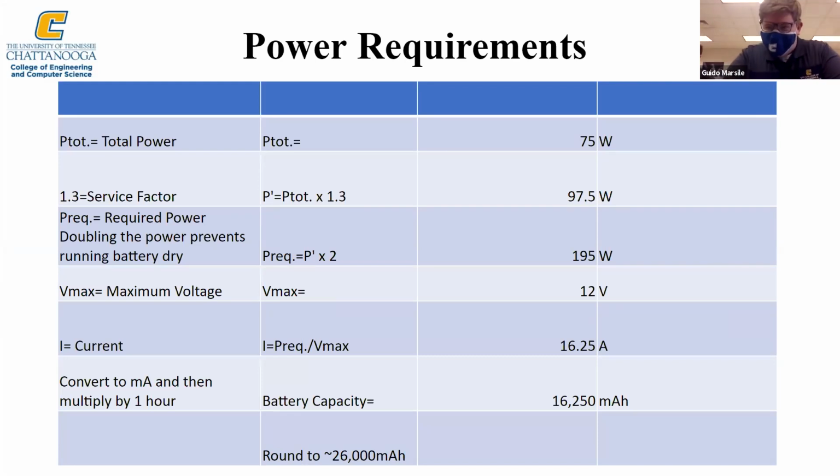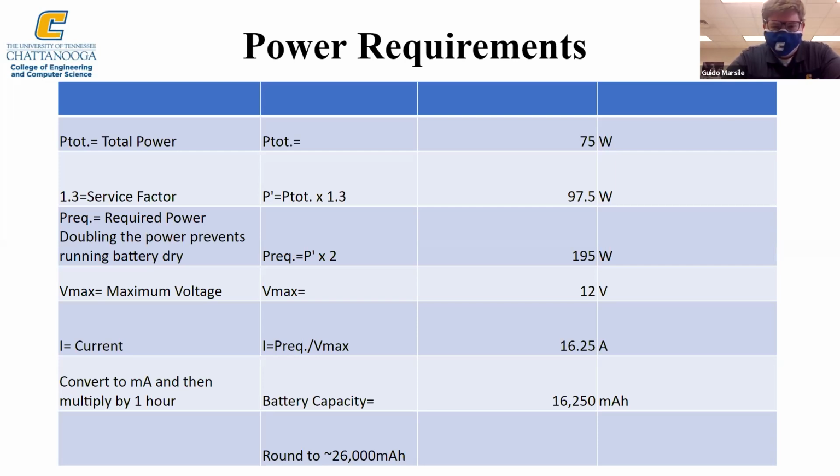So here we have our updated power requirements since last time. Based on all the parts we used, total power consumption was about 75 watts if everything is running simultaneously at full power. We used a service factor of about 1.3, based on recommendations from our professor, to accommodate power consumption that we couldn't account for due to error. And then we doubled that number because we don't want to run the battery dry. We want to only run it down to about 50% each time to make the battery last longer.